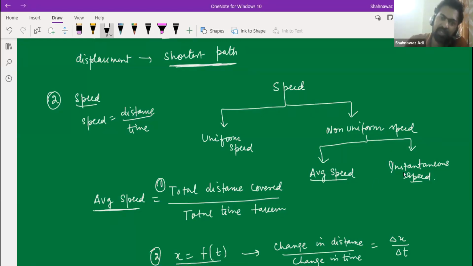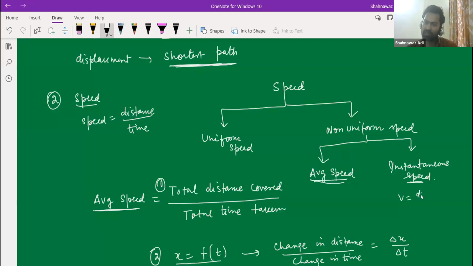So uniform speed is distance by time, right? What is, sir, average speed at that instant? Yeah, speed at that instant, but there's a relation to that. So there's a specific relation and it is represented by V, right? So what is that relation?